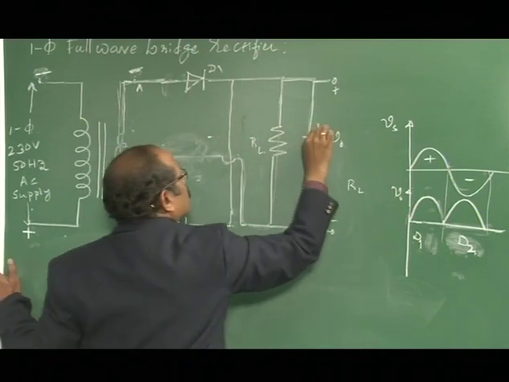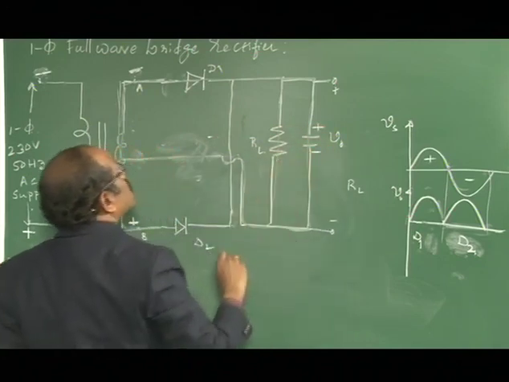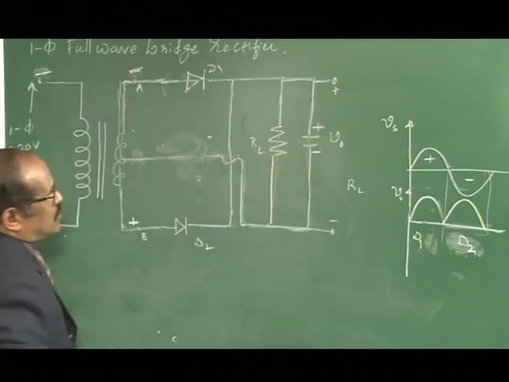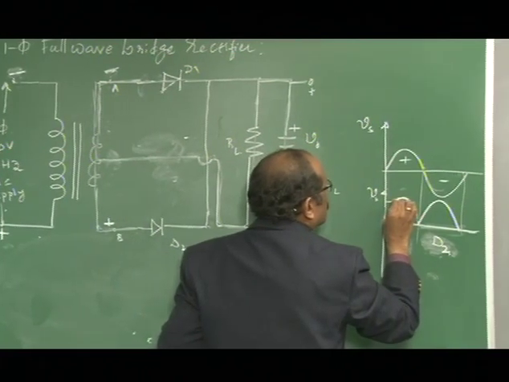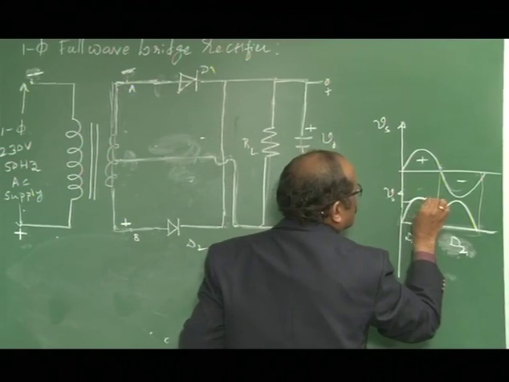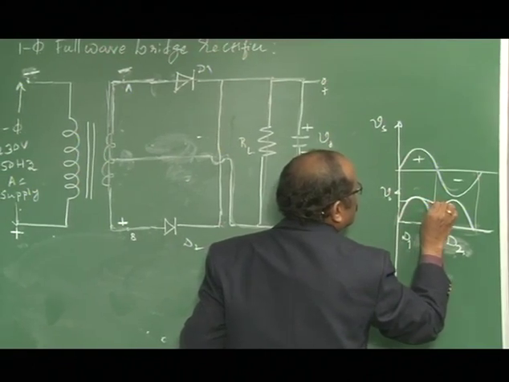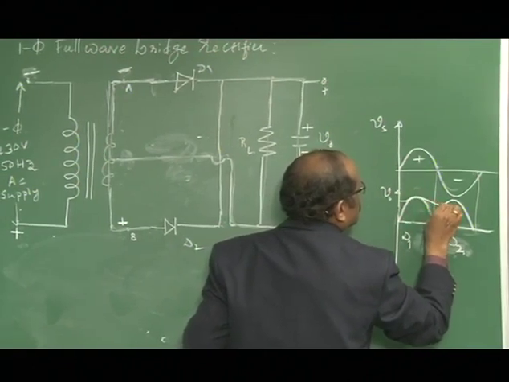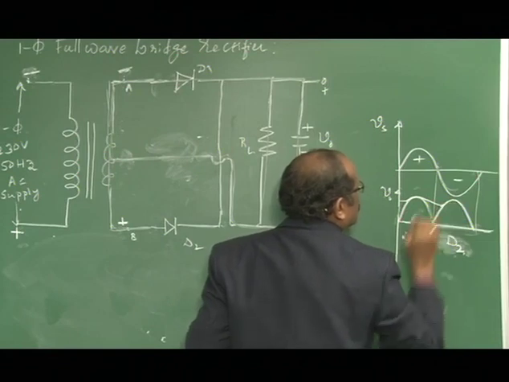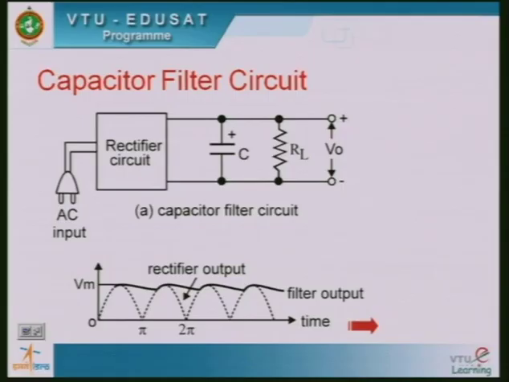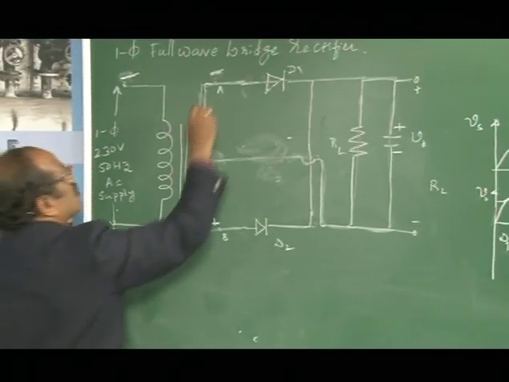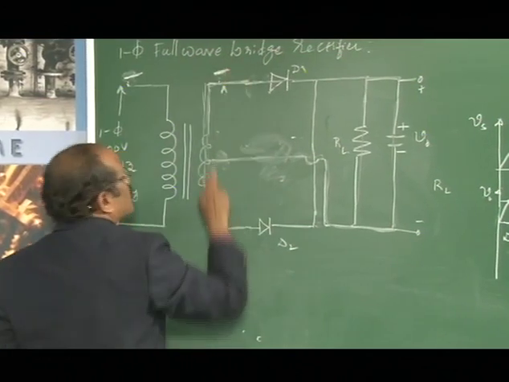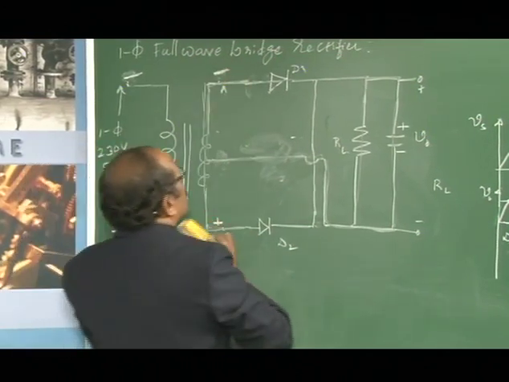Therefore, what happens to the capacitor? It gets charged towards the input voltage. If you look at this waveform, during the positive cycle the filter output will be at this point. Once again, what happens during the negative cycle? In the negative cycle, this will be minus potential and this will be plus. Accordingly, the secondary voltage will have minus and plus.